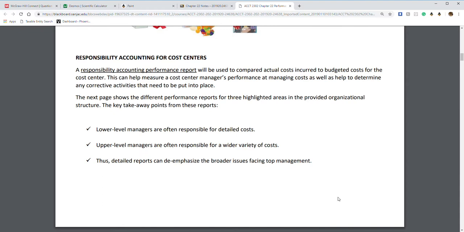So, key takeaways to take from these reports. Low-level managers are responsible for detailed cost, while upper-level managers are responsible for a wider variety of costs. They're not just in charge of the details. Thus, detailed reports can de-emphasize the broader issues facing top management. Basically, there can be a lot of issues that we won't know about if we're just focused on the details.